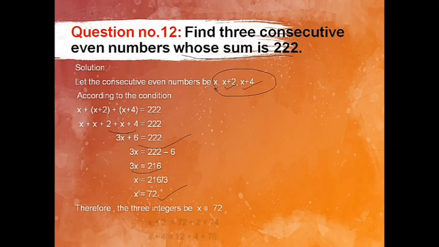Now the next is given x plus 2. Now if we got here the value of x as 72, then while finding the next integer, in place of x we will put 72, and here also in place of x we will put 72, and we will find the next two integers. So the next is x plus 2 equals 72 plus 2 equals 74, and the next, that is x plus 4 equals 72 plus 4, which is equal to 76. Therefore the three consecutive even numbers are 72, 74 and 76.